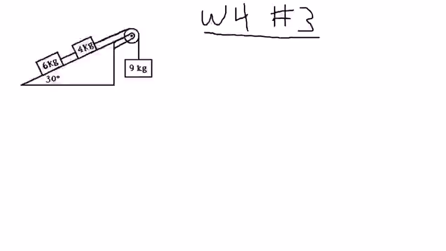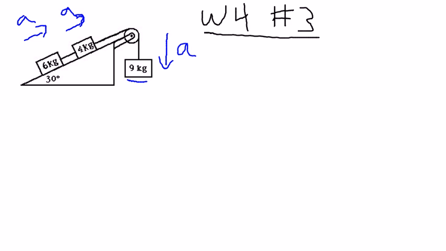So if we look at our drawing here and read the problem statement, we know that we're going to be releasing this 9 kilogram block, which will cause it to accelerate in the downward direction. And if it accelerates downward, then your 4 kilogram block will accelerate up the ramp, and your 6 kilogram block will also accelerate up the ramp as a result of the pull force coming from the 9 kilogram block.